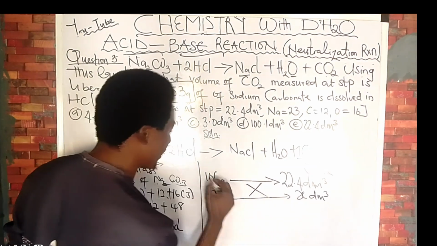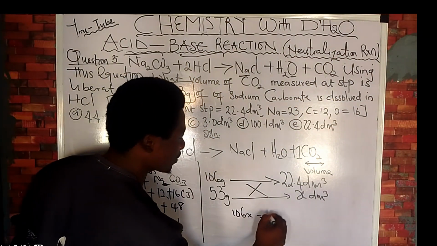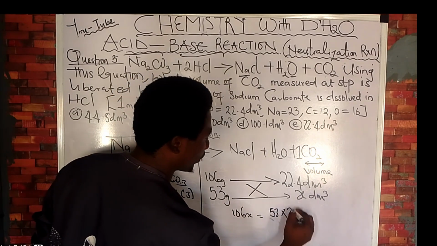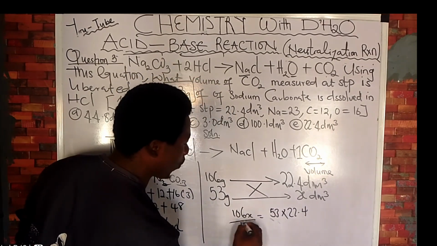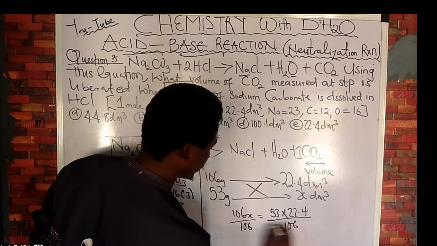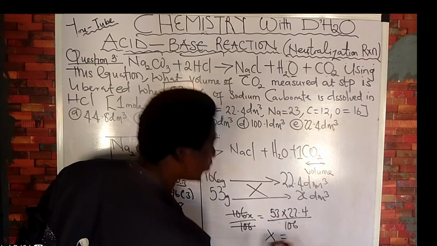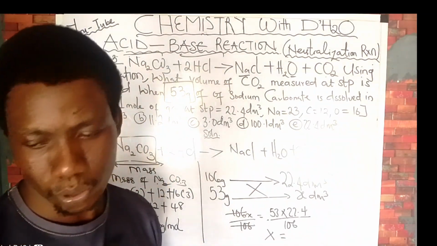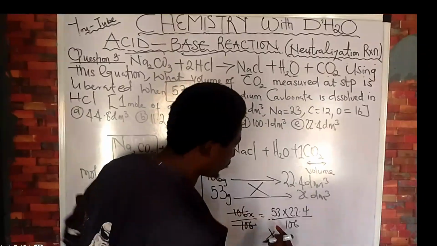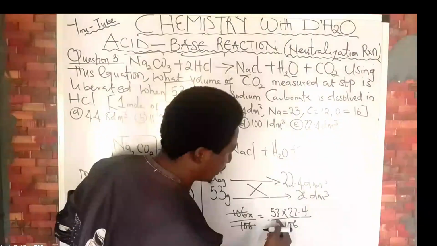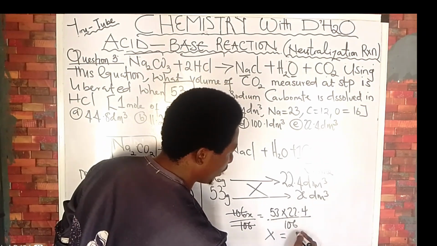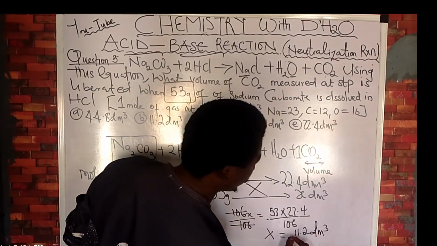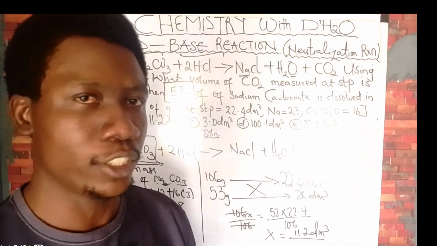So when we cross multiply, we have X times 106. 106 times X, then you have 53 times what? 22.4. So divide both sides by 106. Divided by what? 106. So this cancels, and X, which will be the volume of carbon dioxide evolved at STP, will be this times this divided by this. Let's do that quickly. If you multiply your 53 times 22.4 over 106, you have 11.2 what? dm cube. So that's the volume of the gas evolved at STP, okay?